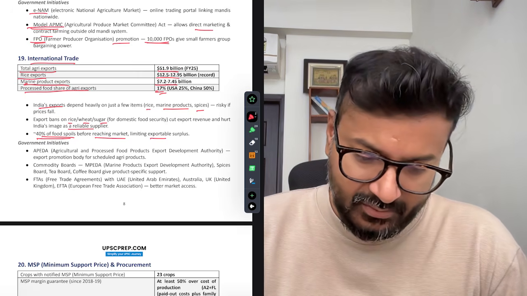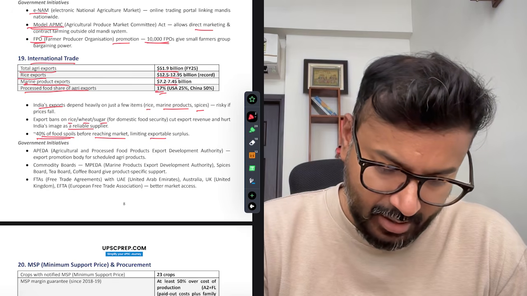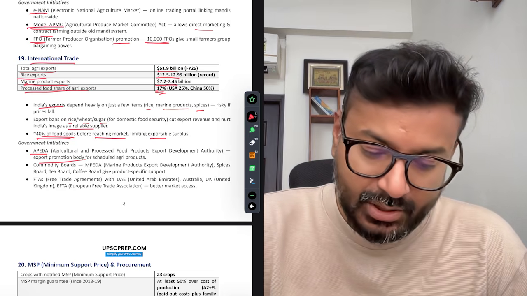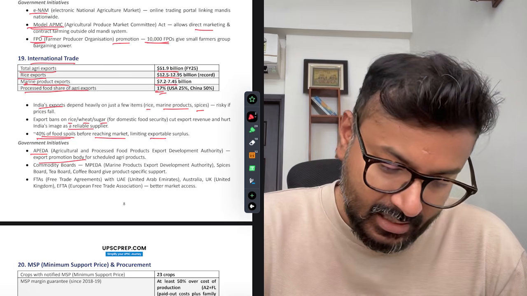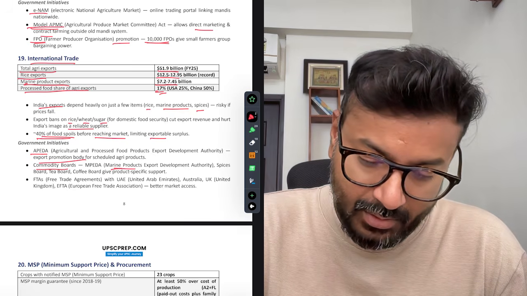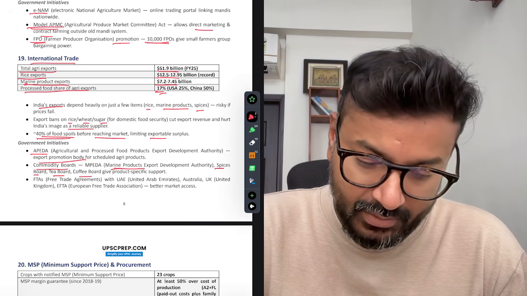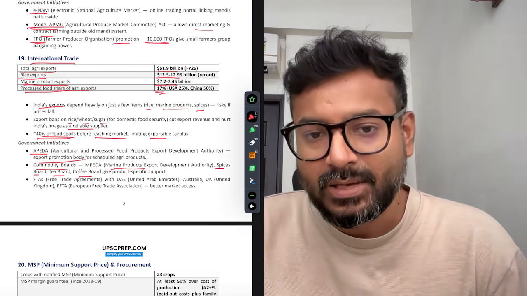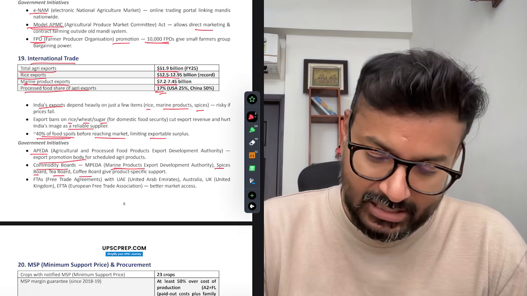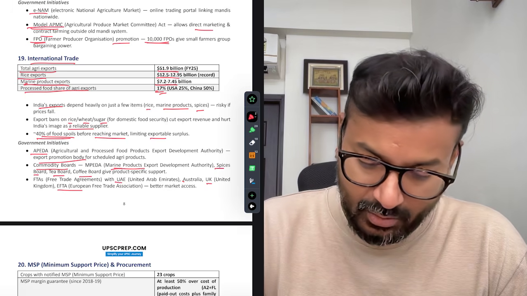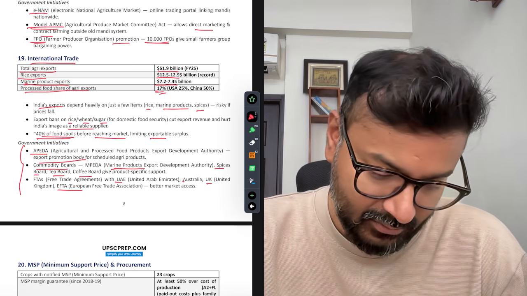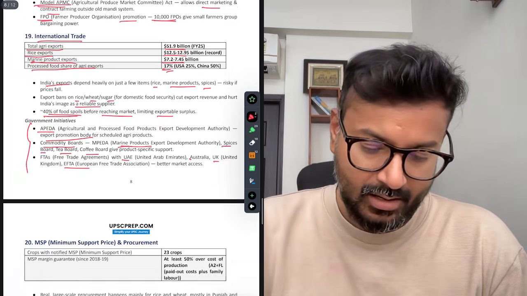What are the government initiatives here? There are various government initiatives. There is APEDA, which is an export promotion body for agri-produce. Then there are various commodity boards for individual commodities, like MPEDA for marine products. There is the spice board, tea board, coffee board, so as to promote these specific products for export. Now India is also signing free trade agreements with a lot of countries like UAE, Australia, UK, European countries. That gives better market access to our agriculture produce. So these are the various government initiatives.